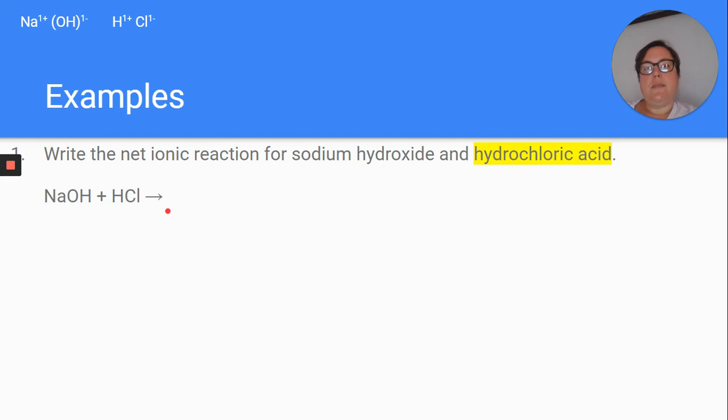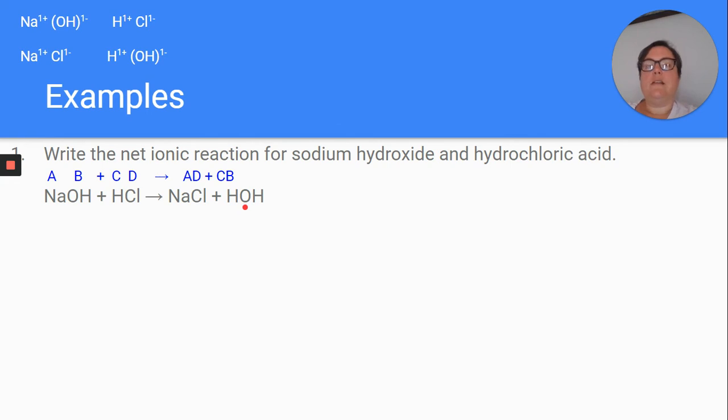It's still a double replacement, so we're following our same pattern. This time we're going to put sodium and chlorine together. They both had a charge of 1, so it's just NaCl. And then we have C, which is our hydrogen, and B, which was our hydroxide. So we're going to cross our charges, and we would get HOH. Now that looks a little weird, so let's combine our like charges, and HOH turns into water.